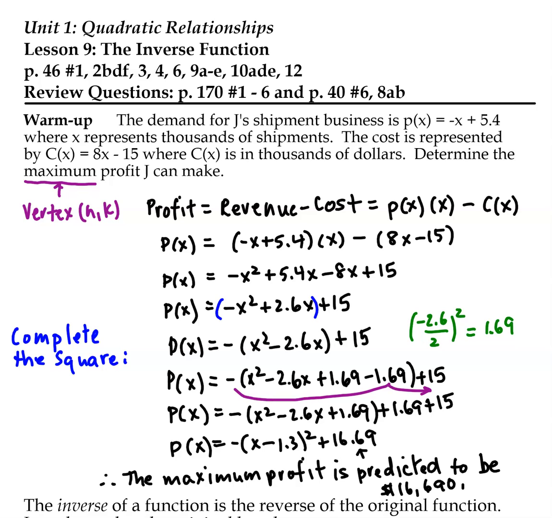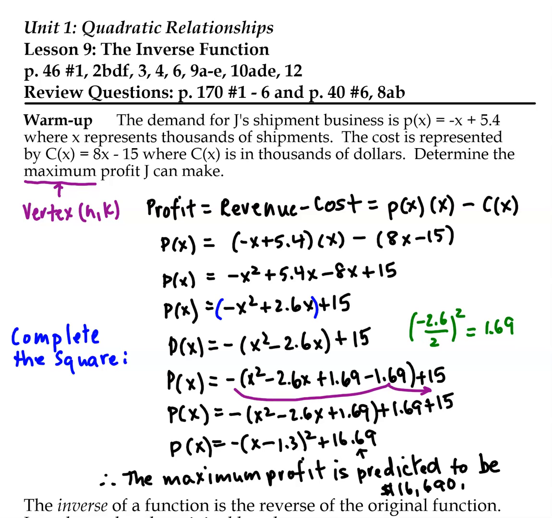When I see the word maximum, I think vertex. Vertex reminds me of parabola, and I should be concerned with the letters h, k. This is a profit question, so we have to remember the formula. Profit is revenue minus cost, and that makes sense. You have to take away the money you spend when you're trying to make a product and earn some revenue.